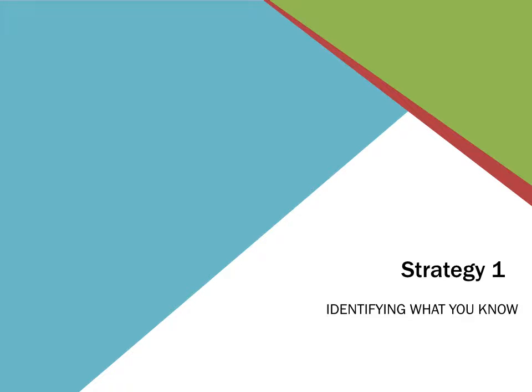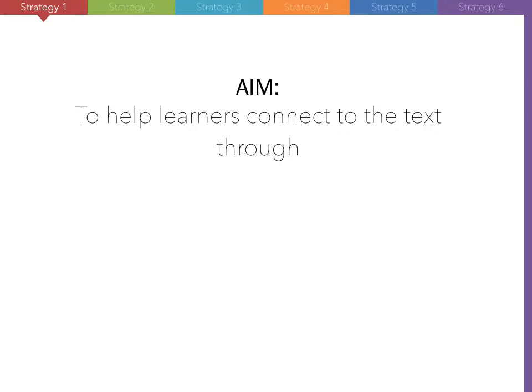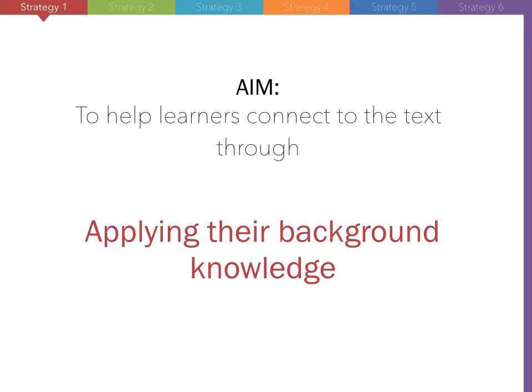The first reading strategy that we're going to look at is called identifying what you know. How this reading strategy works is you aim to help learners connect to the text through applying their background knowledge. So when learners are faced with unfamiliar or difficult information, you want learners to be able to apply their background knowledge to the information to help them create meaning and understanding.